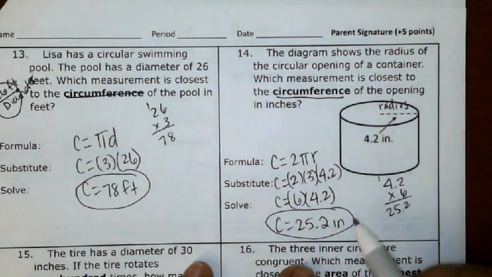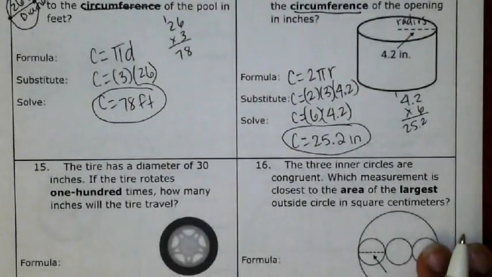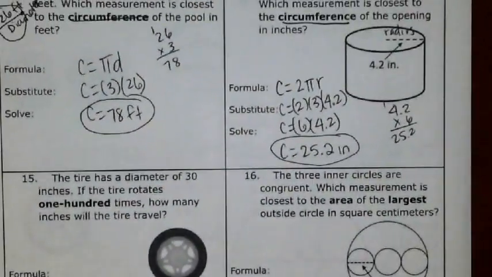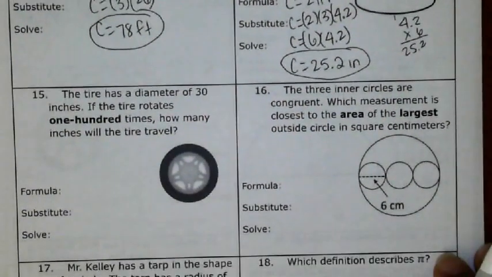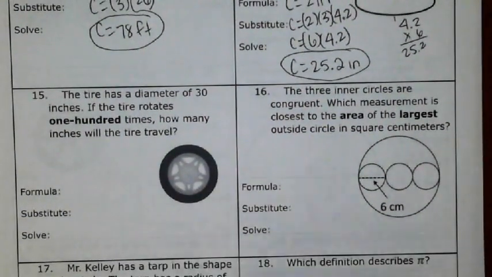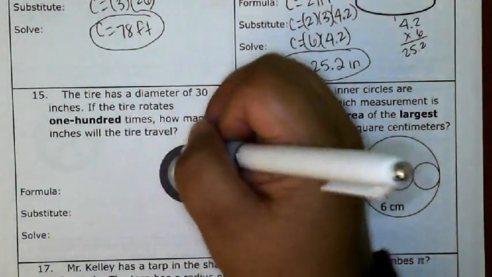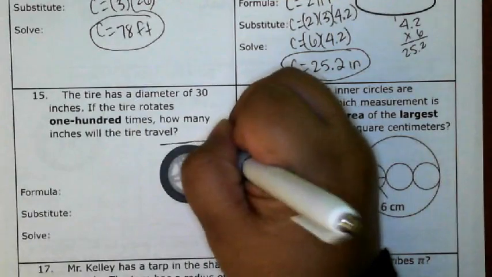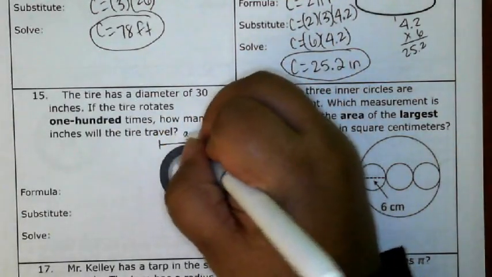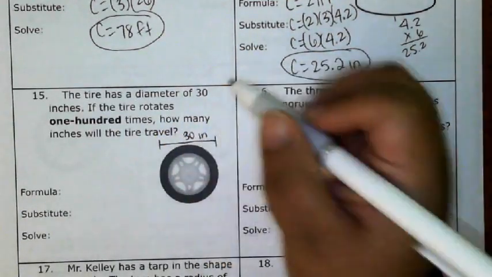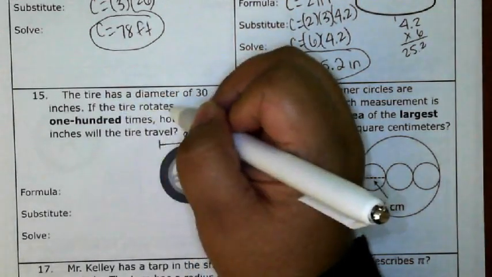Pause if you need to. 15 and 16, alright? So 15 is talking about this wheel right here that has a diameter, okay? Edge to edge, it is going to be 30 inches. It's saying that the tire rotates 100 times. So it's just asking about its rotating.